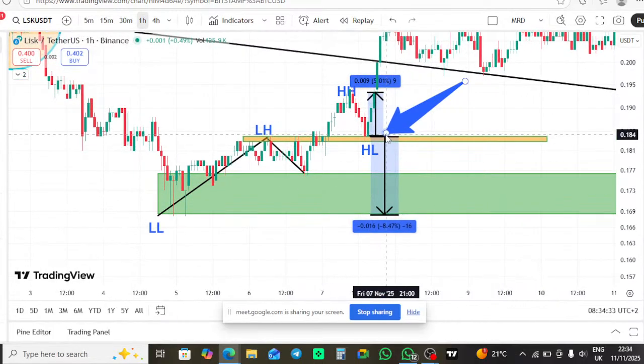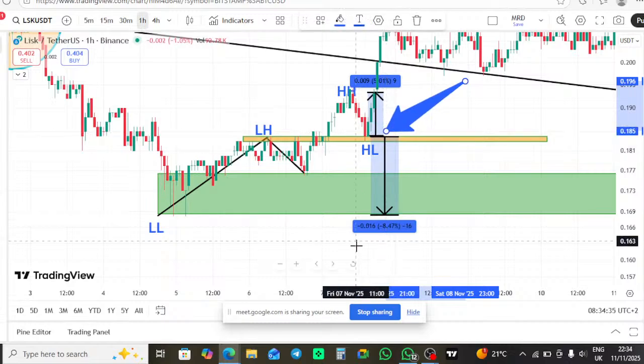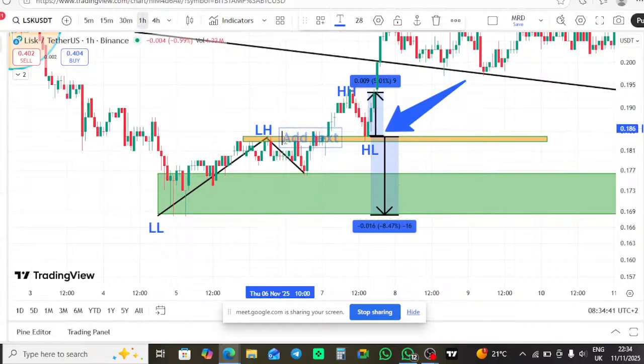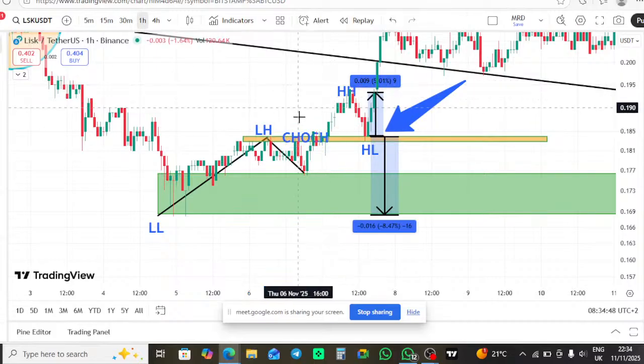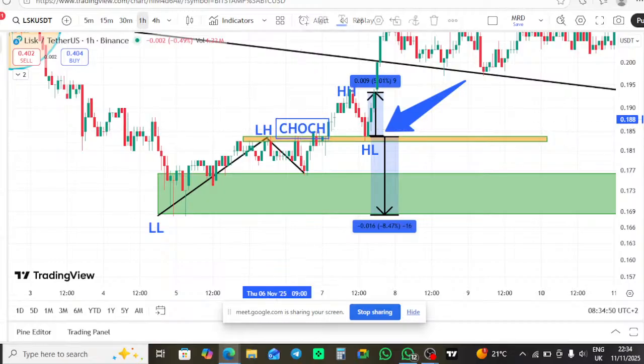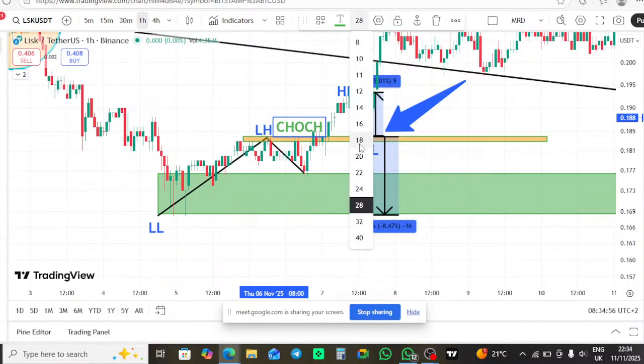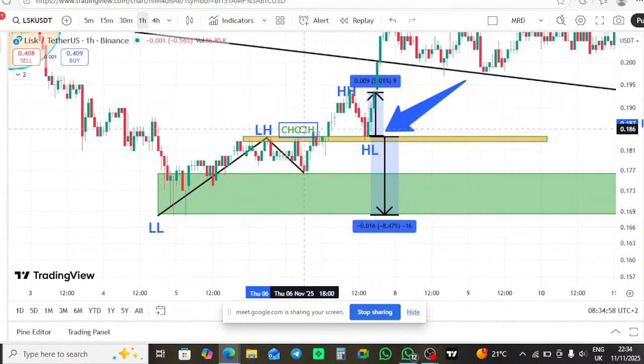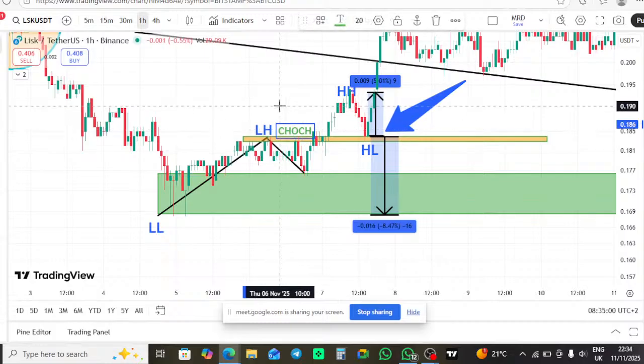At this point here, the risk is low. We can agree on that. The risk is what? Low. Here, we have our change of character. Let's put it there. We change it to green maybe, and we can reduce them to 20. Yeah, we have our change of character here.